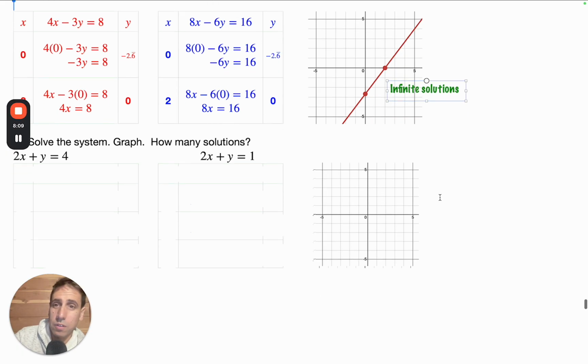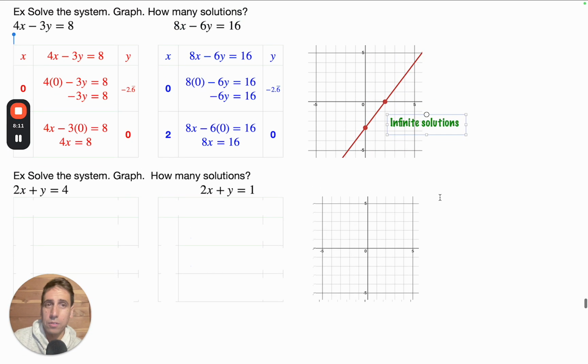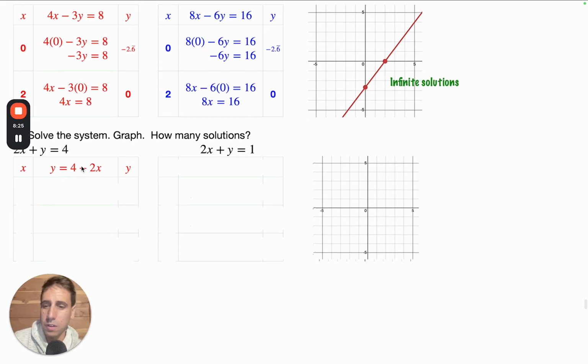Great. Let's do the next one. Solve the system by graphing. How many solutions? Here, what I'm going to do is just solve it for y. So I'm going to move this 2x to the other side, and therefore I can make a 0, 1, 2 table, which is nice and easy to do. You get 0, 1, 2, and then you put 0 in for x and calculate y. In this case, it's 4.